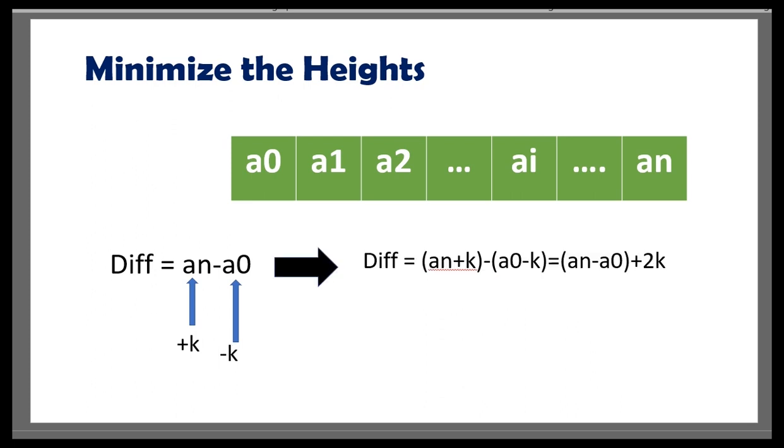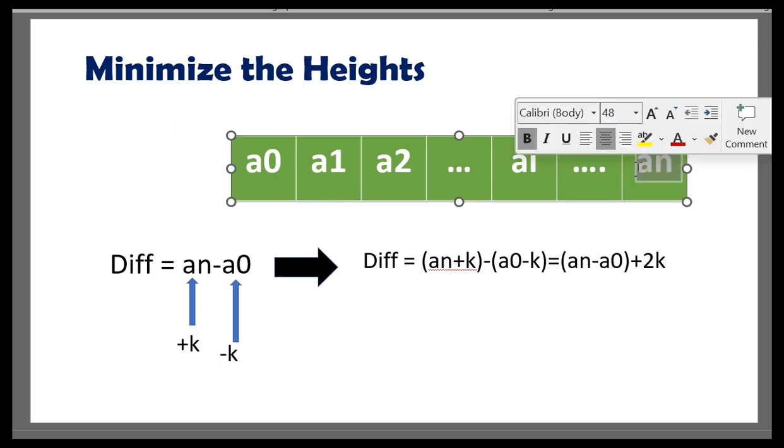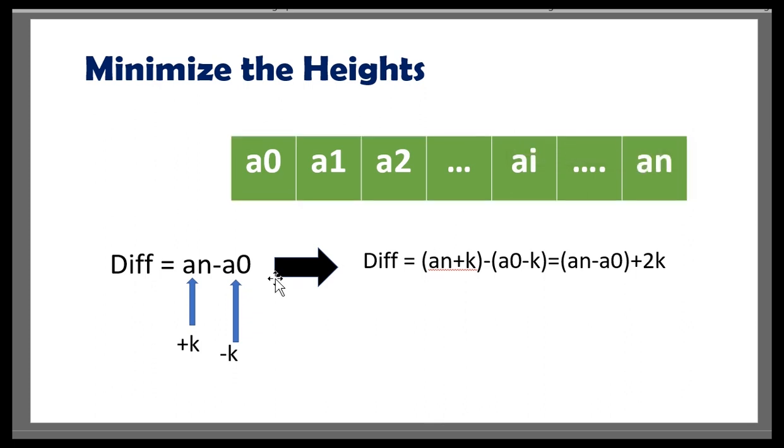Moving forward, if we increase the value of the last element, which means the largest tower, and decrease the height of the smallest tower by k, what will happen is our difference will be an plus k, which means the value of the largest tower plus k, and the value of the lowest tower minus k. This will result in the difference getting increased by 2k. So this is not the ideal condition that we need.